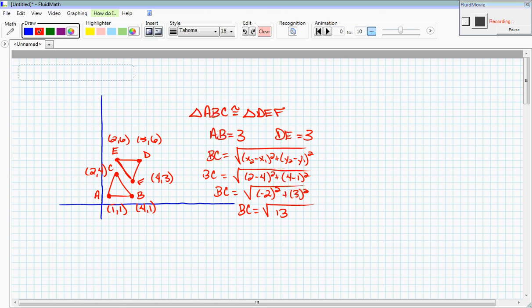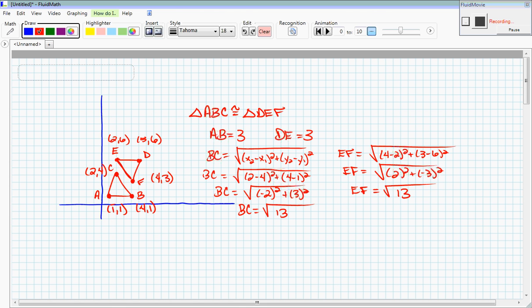Now BC should match up with EF. That's what we'll do next using the same formula, EF. So EF will do 4 minus 2 squared plus 3 minus 6 squared. Therefore, EF is equal to the square root of 2 squared plus a negative 3 squared. Remember, the positives and negatives really don't matter here because when you square it, it's going to be positive. So we have 4 plus 9 again, which is the square root of 13. So check, check. We have 2 of the 3 sides congruent.